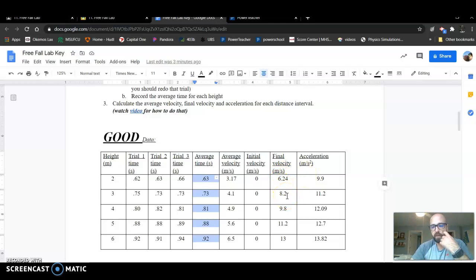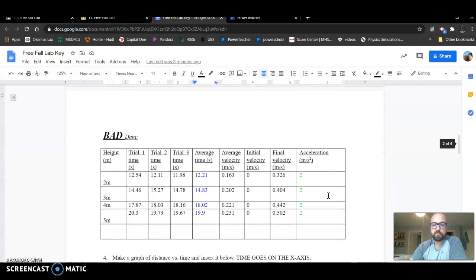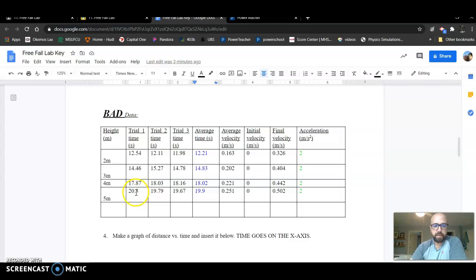I'll probably put in our next assessment some type of doing data like this, where you had to double the average, and then your acceleration was your change in velocity over time. So you want to make sure that you are able to do that, even if you did it incorrectly in the lab. Then here's some data that was not the best.